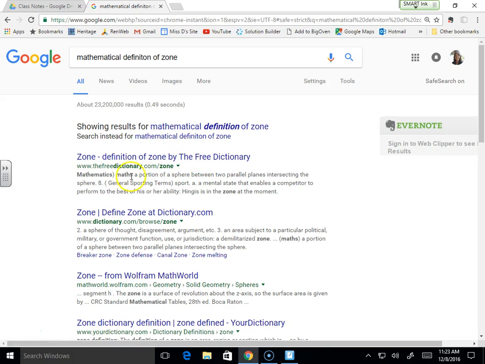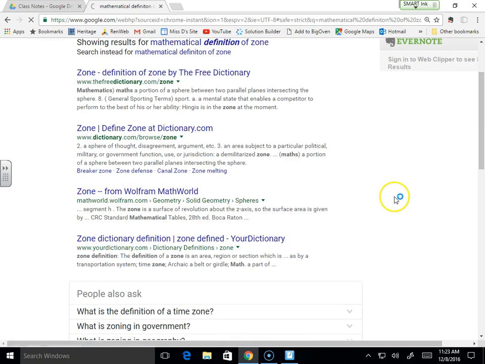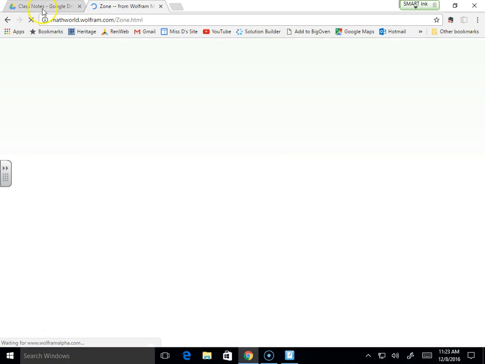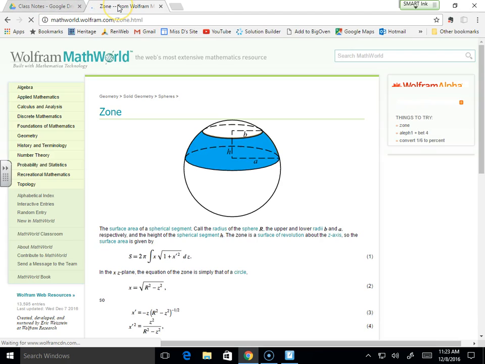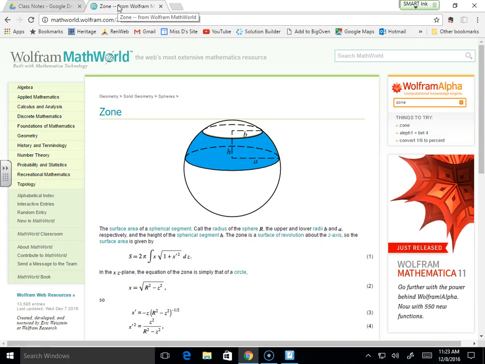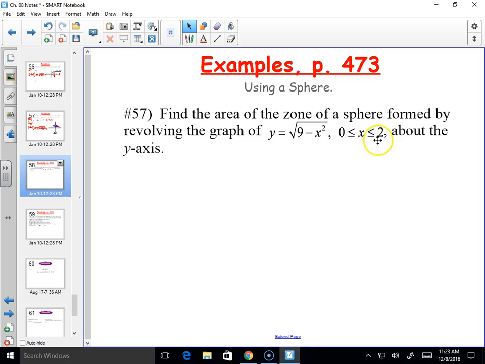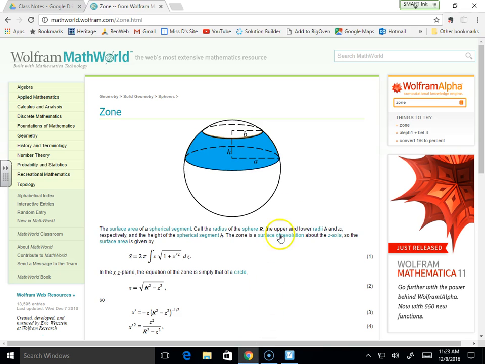Dang, she went there. A portion of a sphere between two parallel planes intersecting the sphere. Let's do Wolfram. I trust Wolfram a little bit better. Okay, so a zone is just a portion of the surface area of a sphere, because they only gave us between 0 and 2, and this has a radius of 3, so it's not going to be the entire part. That makes sense, right?